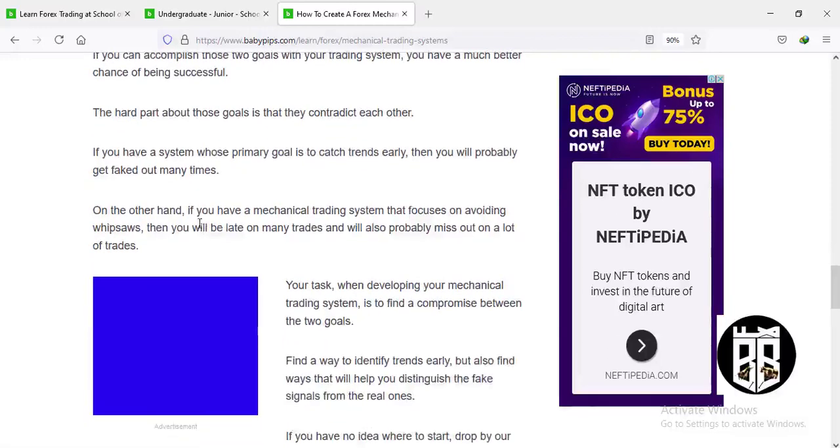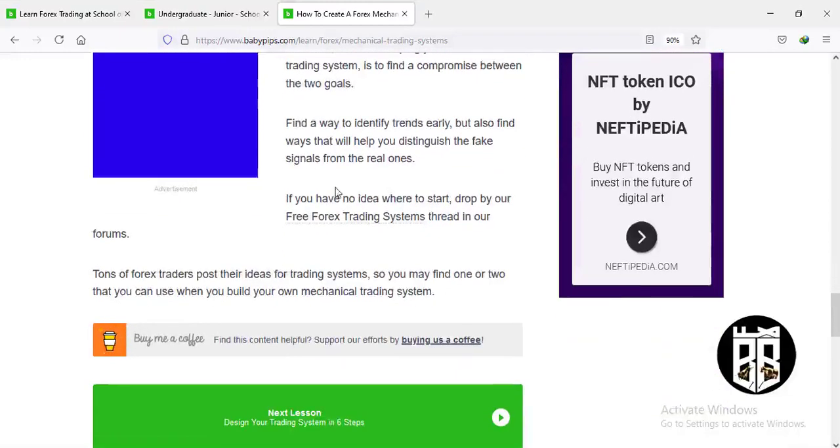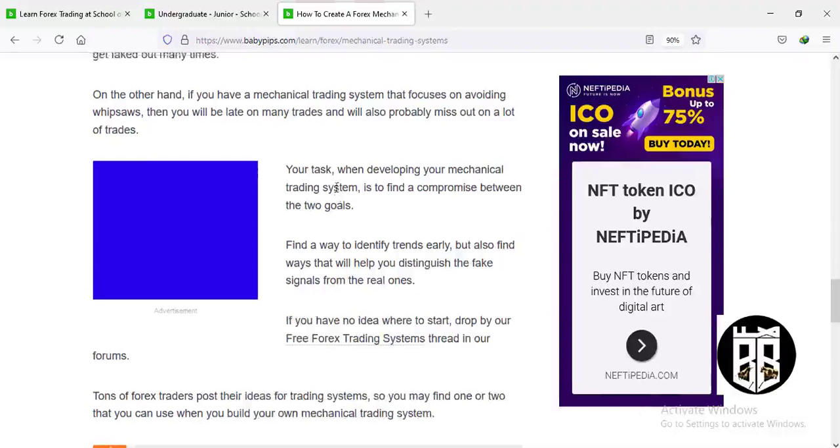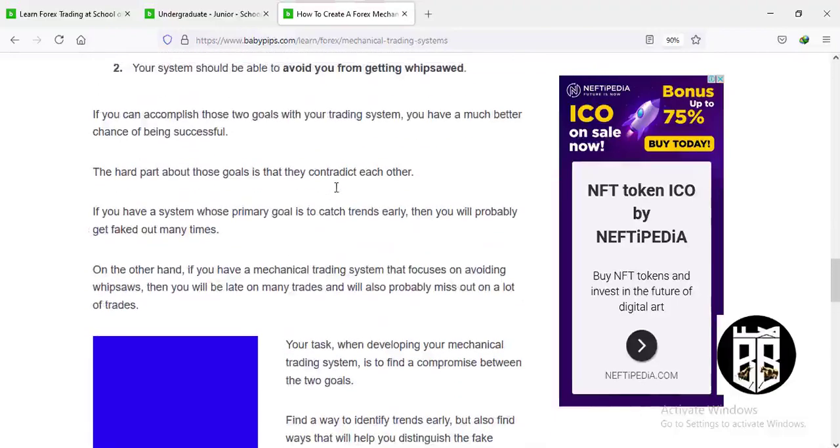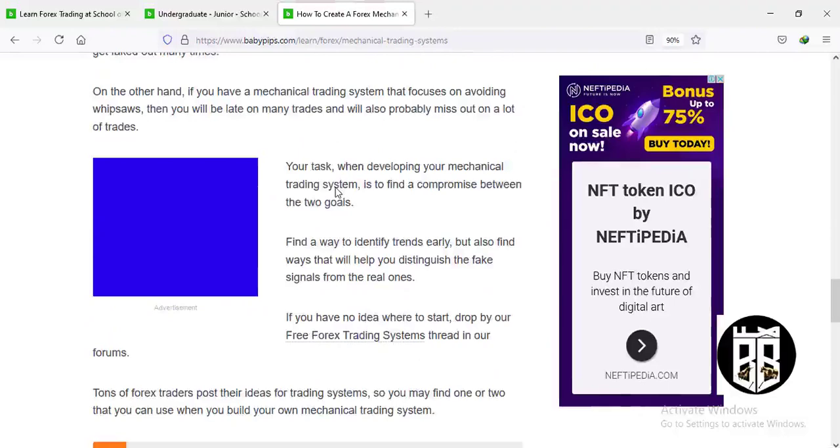That's the difficult thing about forex trading. There's no way you can say you never take a loss. So that's basically all Babypips is saying here. I don't think we should read all about it. That's just the point.